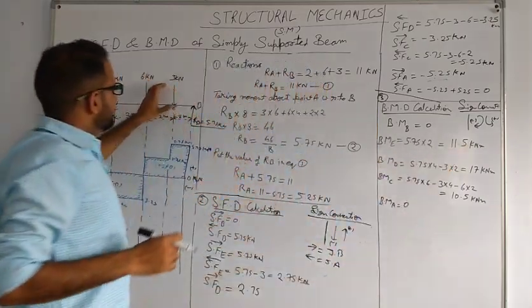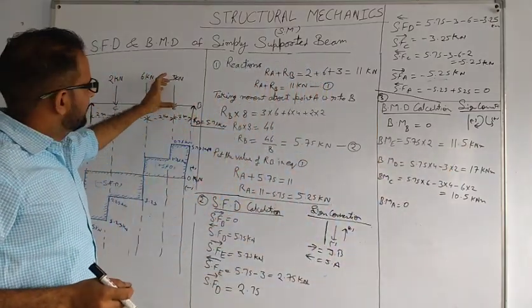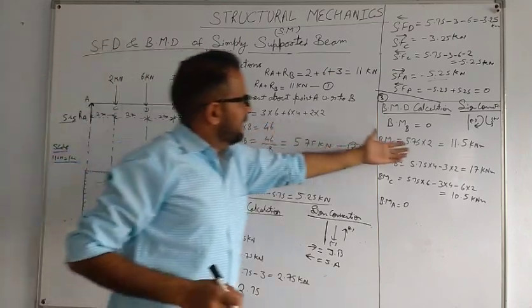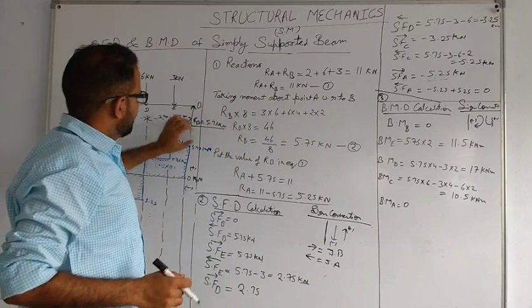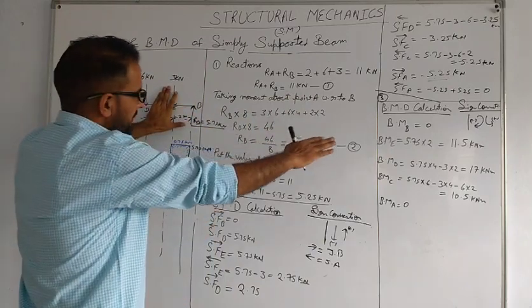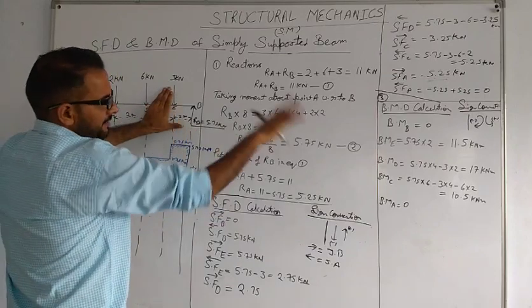Now the question arises, why have you not taken 3? We have taken 3 kN, but the distance is 0. So this is 0, so we don't write this. So 5.75 into 2 is 11.5 kNm. So bending moment at point E is 11.5 kNm.